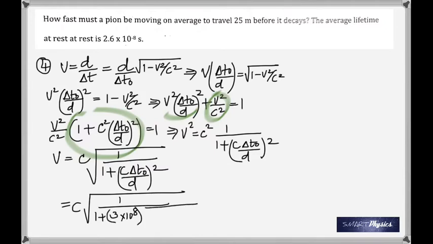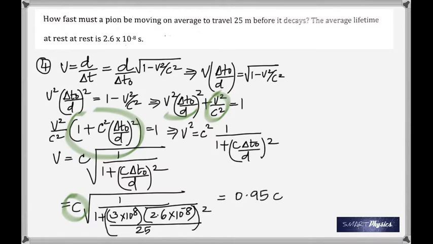Now c is 3 times 10 to the 8. Delta t naught is 2.6 times 10 to the minus 8. And d is 25 meters. So when you substitute all that, you get 0.95 c. So the pion had to be moving at 95% of the speed of light to move 25 meters before it decays.